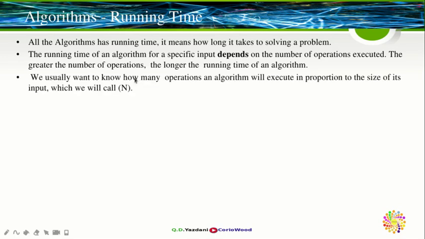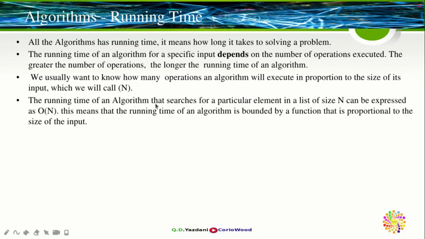We usually want to know how many operations an algorithm will execute in proportion to the size of its input. Just keep in mind the size of its input, which we will call n. Now you guys memorize this n, because anything we do in algorithms, we're looking for the size of the input, and we call this n. So if you have an array of, say, 10 numbers, that's the size of your input.